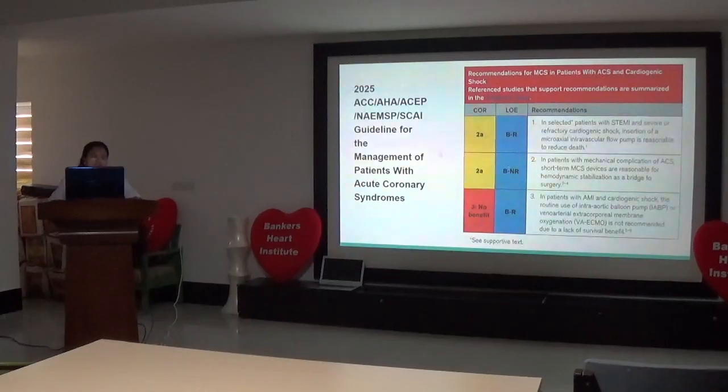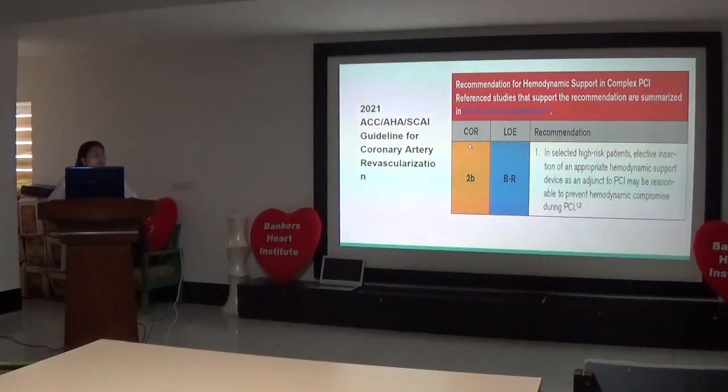Coming over to the guidelines, the 2025 guidelines for management of ACS provide a two-way indication. In selected patients with STEMI with severe refractory cardiogenic shock, insertion of Impella is reasonable to reduce death. And for high-risk PCI, there is only a 2021 guideline. In that, it is a 2b indication. In selected high-risk patients, elective insertion of an appropriate hemodynamic support device as an adjunct to PCI may be reasonable to prevent hemodynamic compromise during PCI.